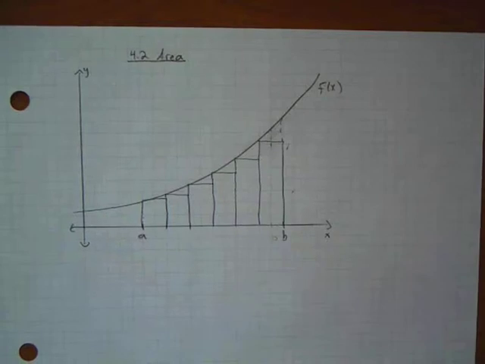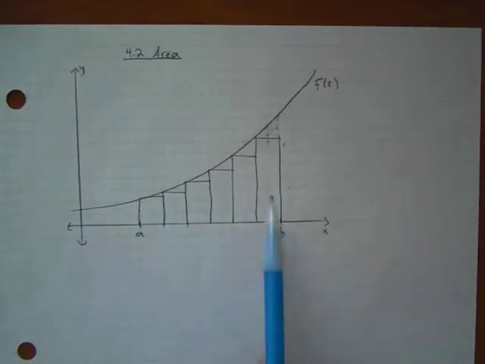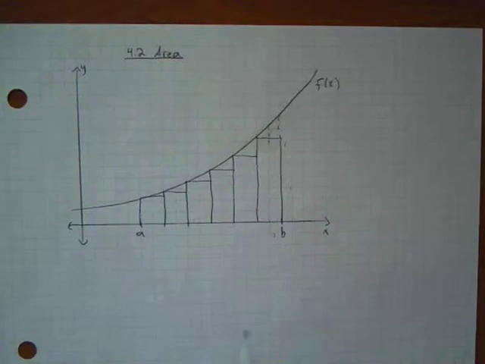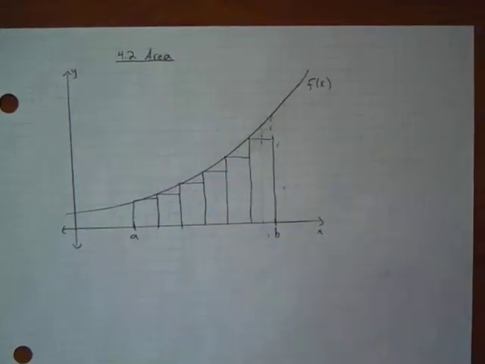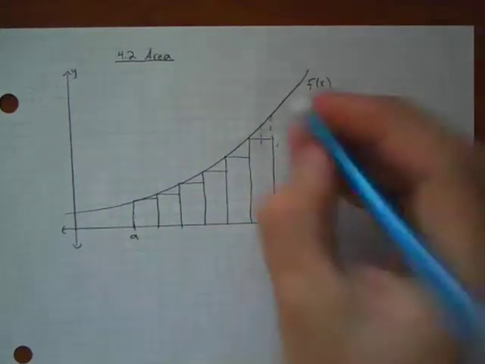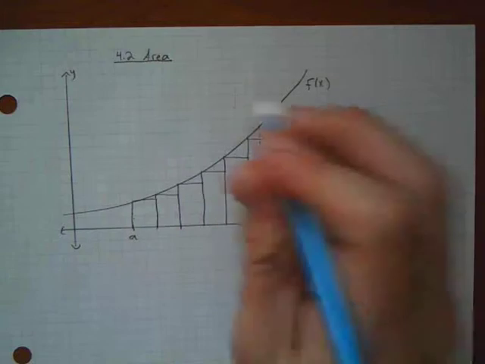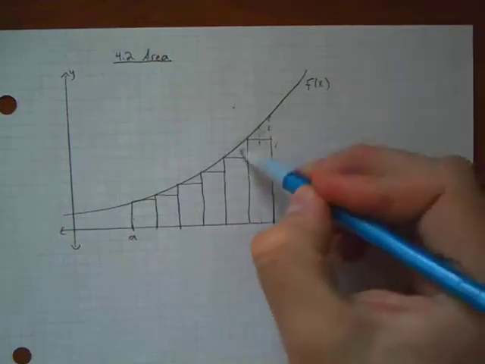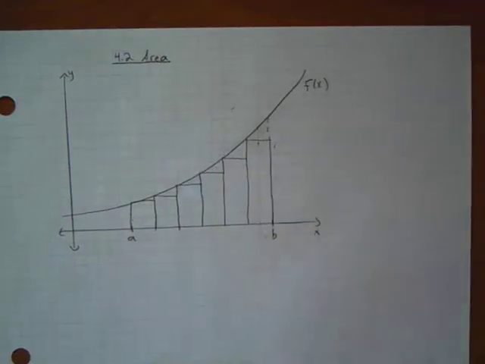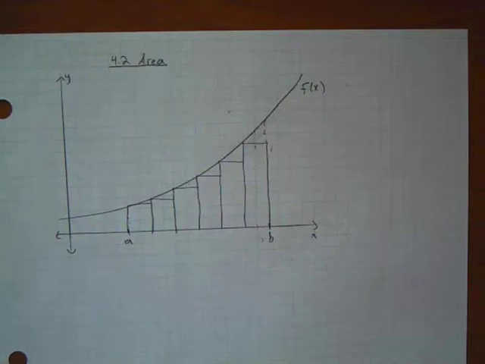Alright, now essentially the idea is if we added up all the area of these rectangles, it would be an approximation to the total area underneath the curve. Now, as you can see, it wouldn't be an exact answer because we've got some space right here, here, here, here, here, and here that we're not accounting for. But for right now, we're just going to disregard that and say that this is a fairly good approximation.